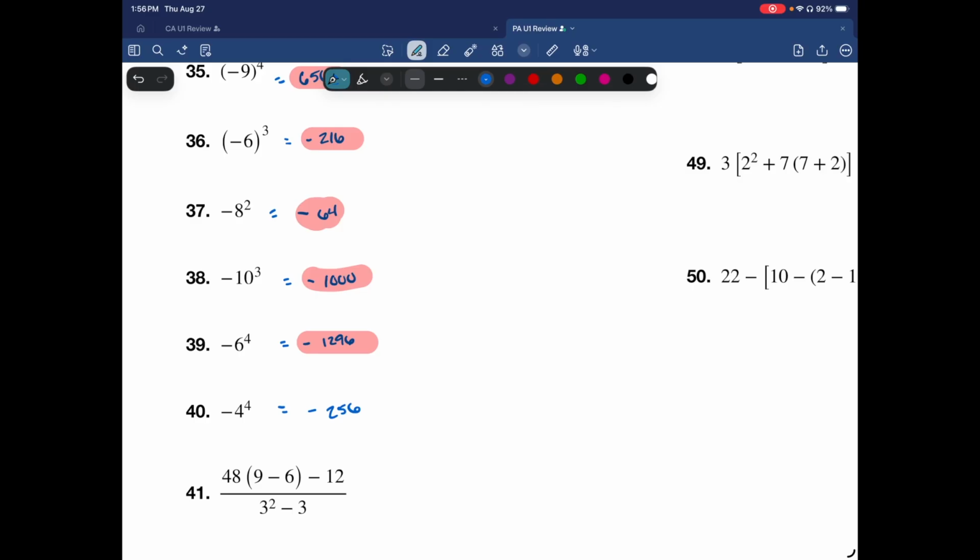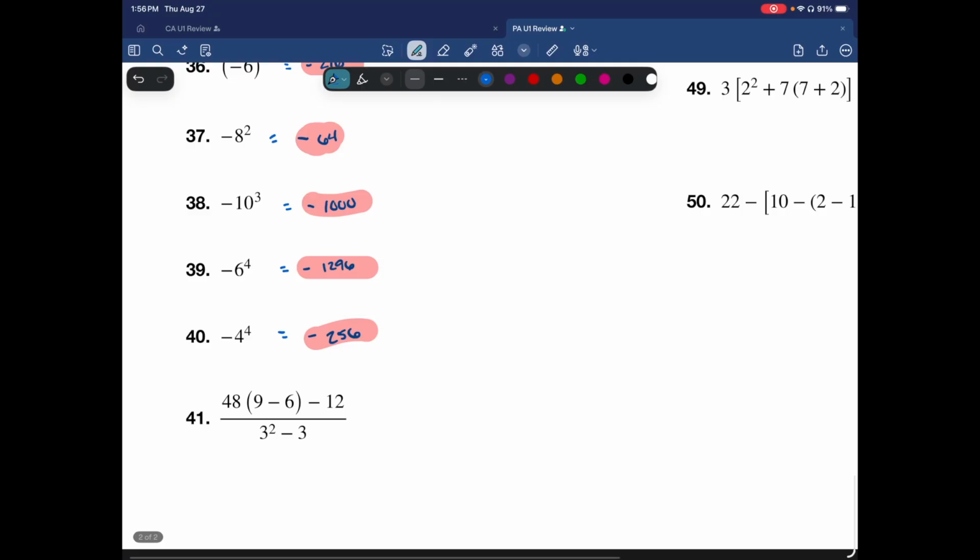All right, now from here on out, we're just focused on order of operations. Okay, so make sure that you study this part really well. All right, so I got 48 times 3 minus 12. 3 squared is 9, so I got 9 minus 3. All right, 48 times 3 is 144 minus 12 over 6. And that's going to spit out... So you can simplify it one more time, or you can go straight to your calculator. That's going to be 22 as your final answer.